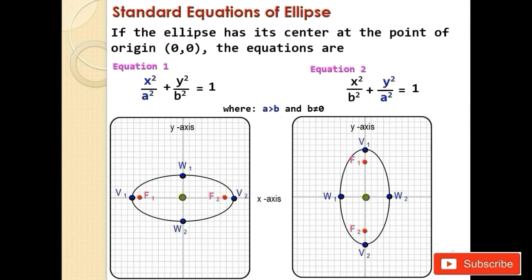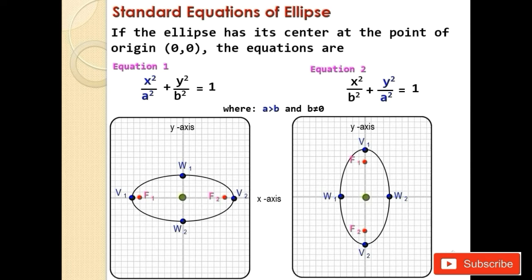Now, looking at the two equations, you will notice that they are almost the same, except that their denominators were interchanged. In equation 1, the bigger denominator, a squared, is under x, while in the second equation, it is under y. Now, we should take note of this because it significantly affects the orientation of our graph.